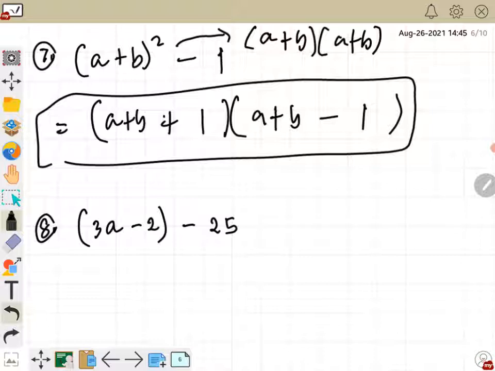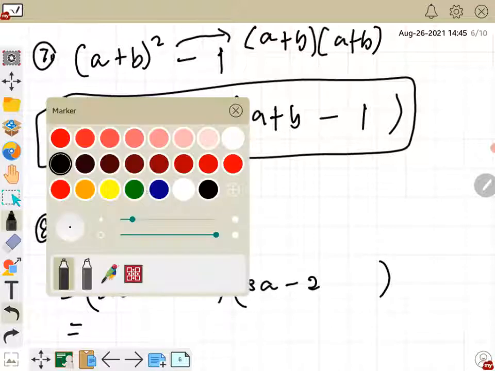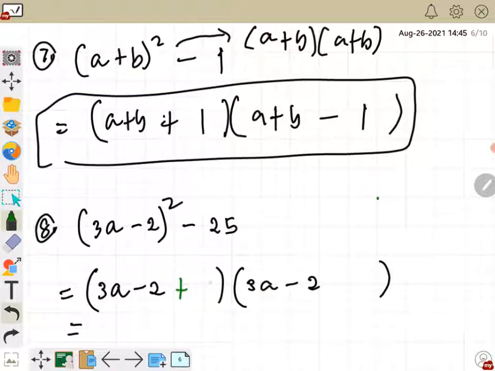So here we have number 8. It's the same. This should be squared. So we split (3a minus 2) squared into (3a minus 2) times (3a minus 2). So that is 3a minus 2, 3a minus 2. Then the operation should be plus and minus. The 25 will give us 5 and 5.